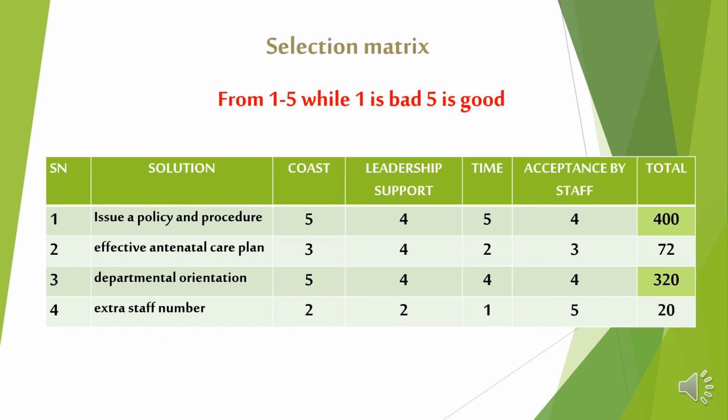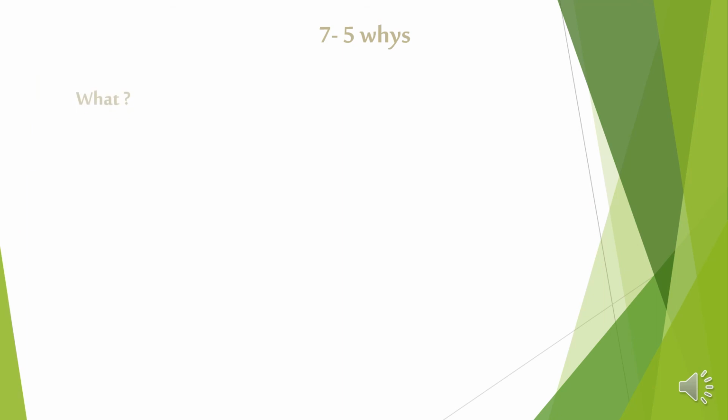The idea is to take the highest number and start to focus or work with it, because it will be simple for your facility. So we have here 400, 320, I will start with them. Then I will do the 70 and the 20 and so on. This is simply the selection or prioritization matrix.